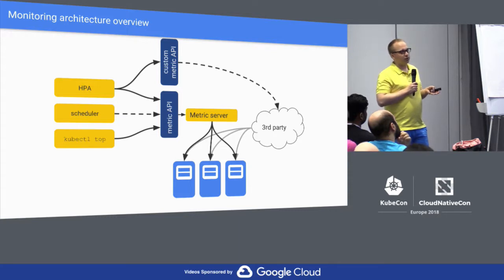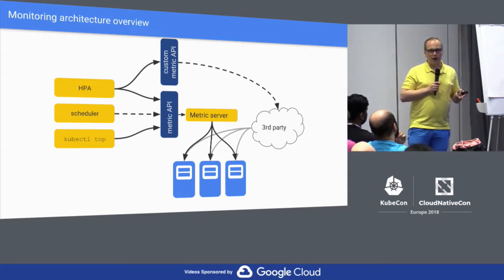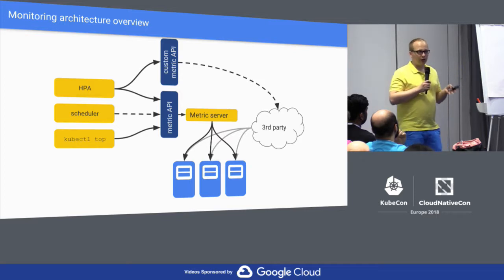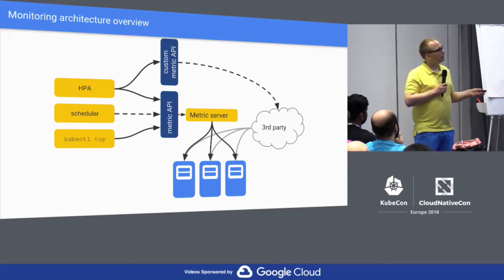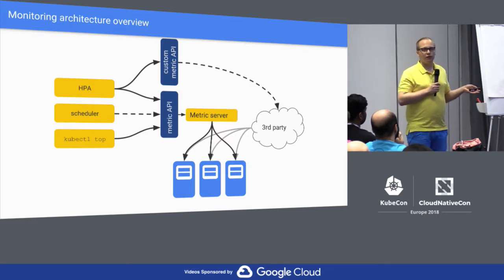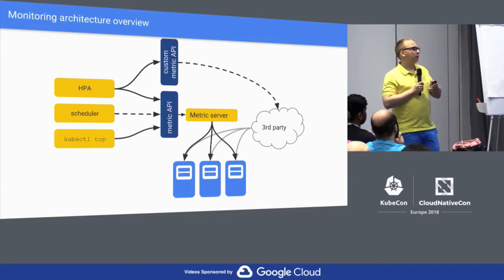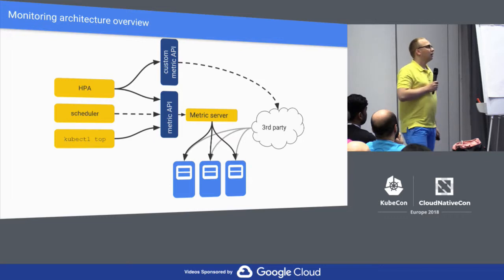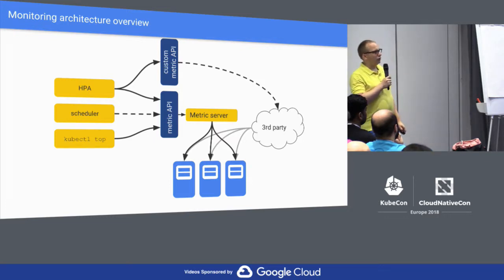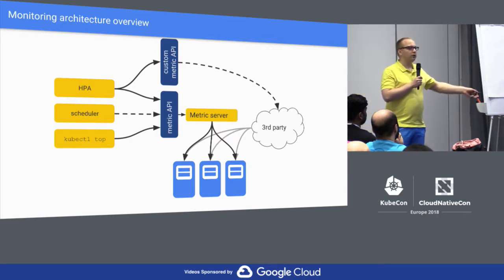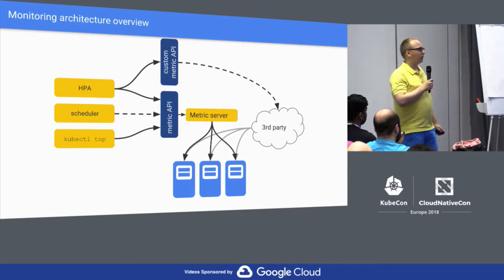That custom metrics API is defined as a part of Kubernetes, but there is no default implementation for this. Every single monitoring vendor, monitoring provider should have their own implementation of this custom metrics API, of course, if they want to be integrated with Kubernetes.